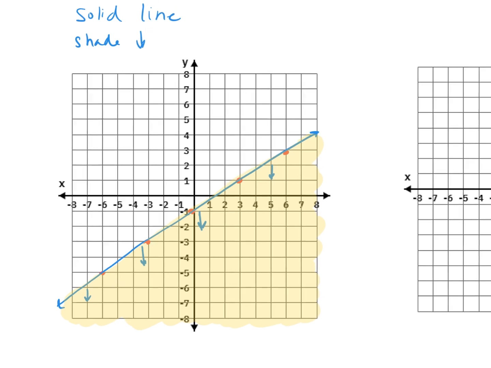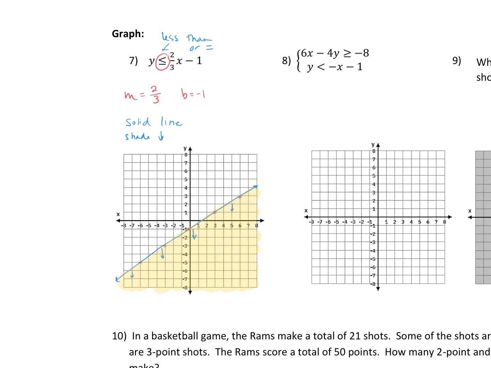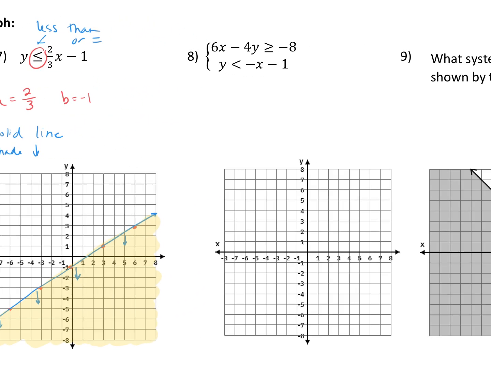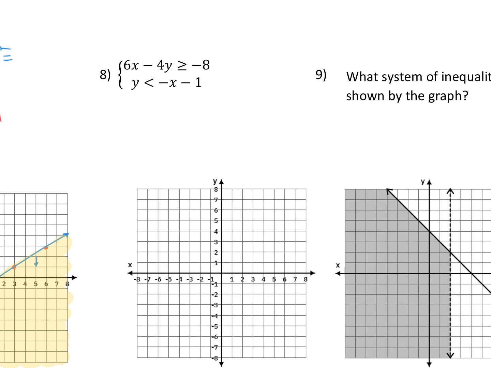All right, so we can move on to number, I don't know, what number is it? Number 8. So the difference between number 7 and number 8 is a system of inequalities. So we actually have 2 inequalities to graph. So let's go through that. Well, you guys know me, this bottom one, I'm going to start with that one. That's just easier to do. It is already solved for y.